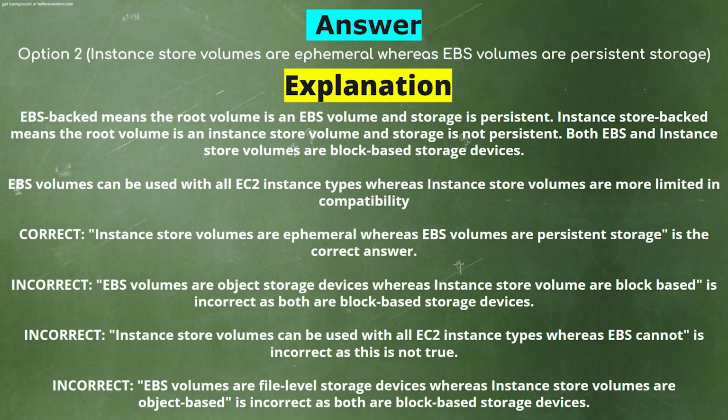EBS volumes are object storage devices, whereas instance store volume are block-based is incorrect, as both are block-based storage devices. Instance store volumes can be used with all EC2 instance types, whereas EBS cannot is incorrect, as this is not true. EBS volumes are file-level storage devices, whereas instance store volumes are object-based is incorrect, as both are block-based storage devices.